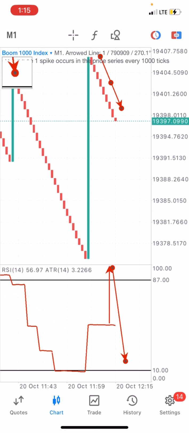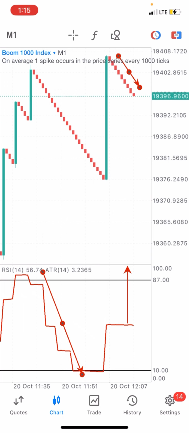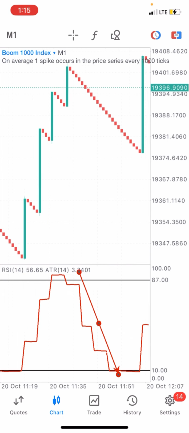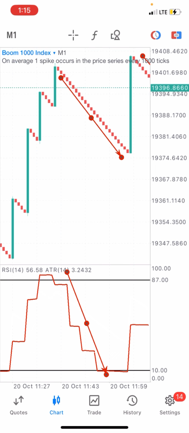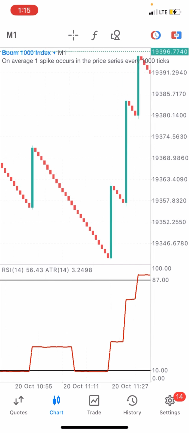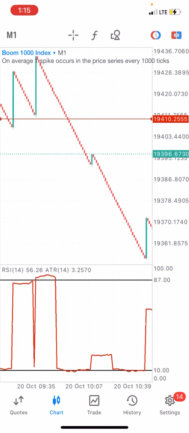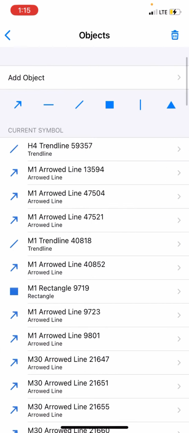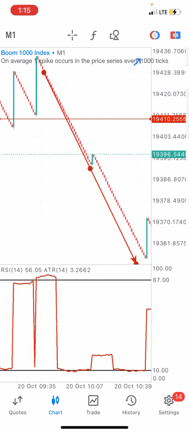You can see how it dropped the other time. It dropped all the way down before this spike. Before that spike, you can see this would have been a perfect entry just around that level, and then boom, it would have made a lot of profit out of the market. You can see it just keeps happening. It keeps happening a lot of times.